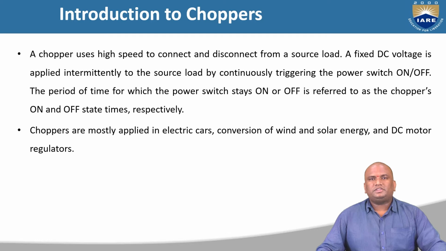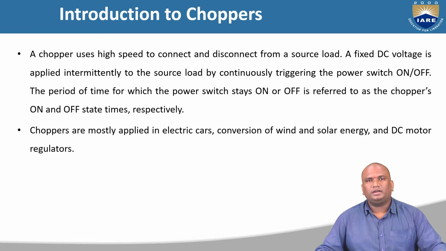A chopper is used to convert a fixed DC into a variable DC, and these choppers are used in electric cars, conversion of wind energy and solar energy, and DC motor regulators, because wherever we require DC voltage variation in a particular application, we are going to use choppers in power systems.